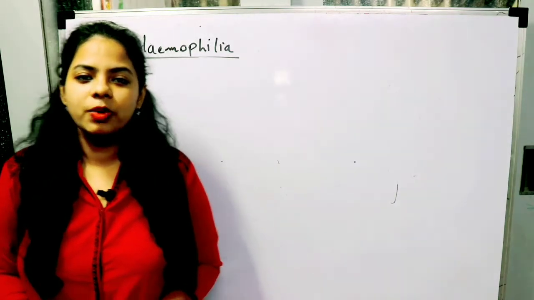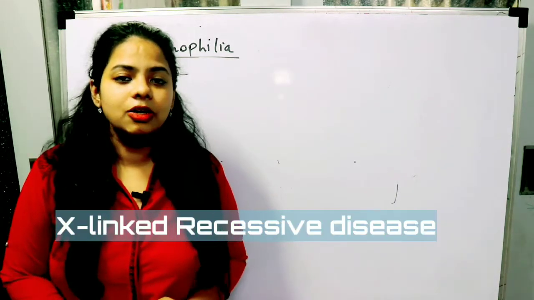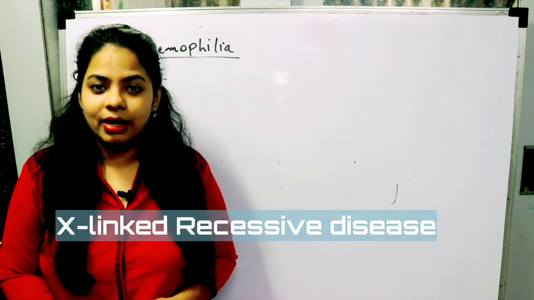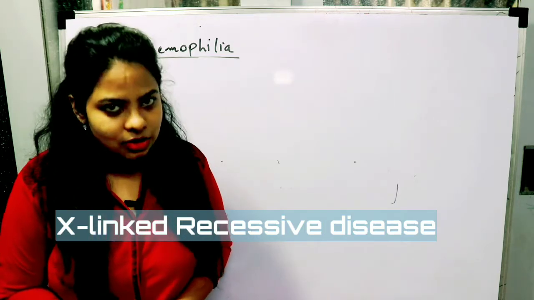Hi guys, in my previous videos I had discussed phenylketonuria, thalassemia and color blindness, and links for the same are present in my description box.